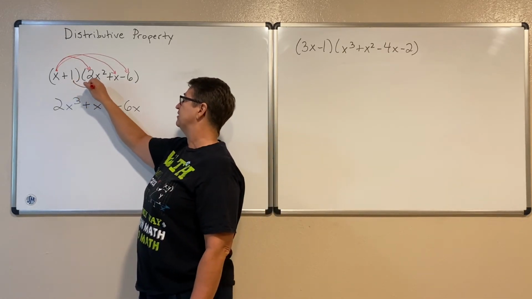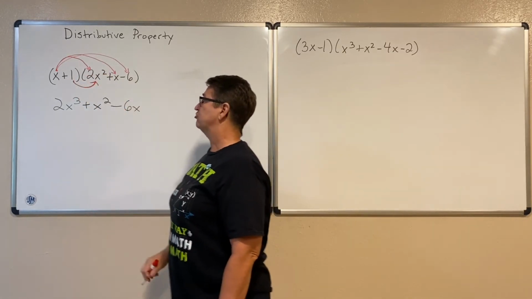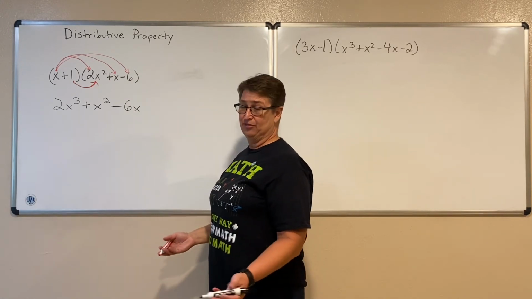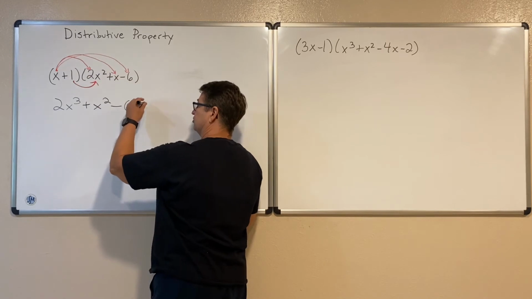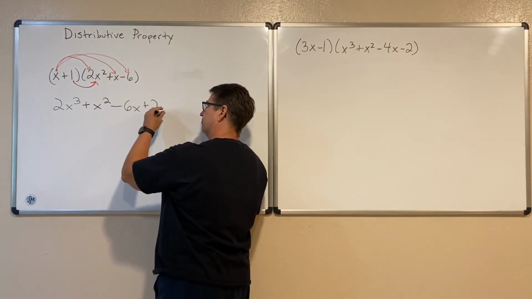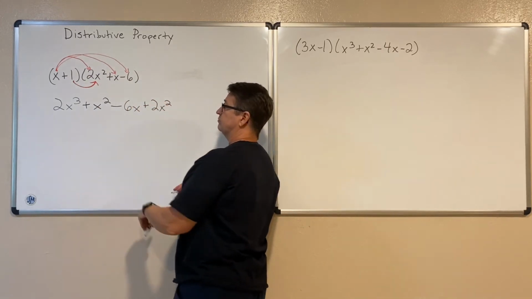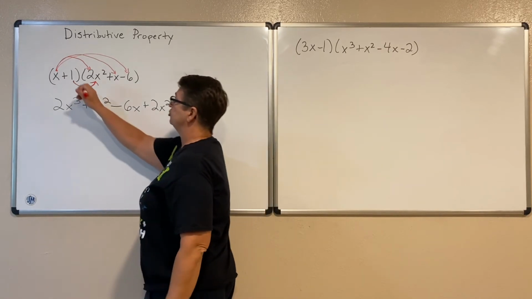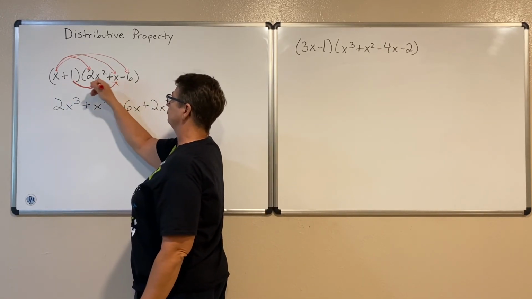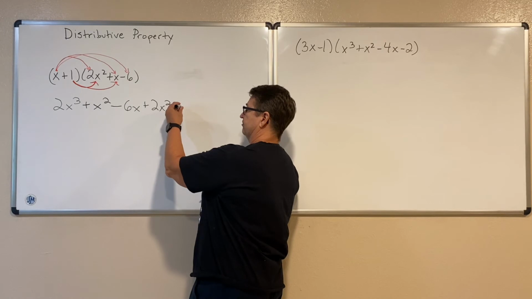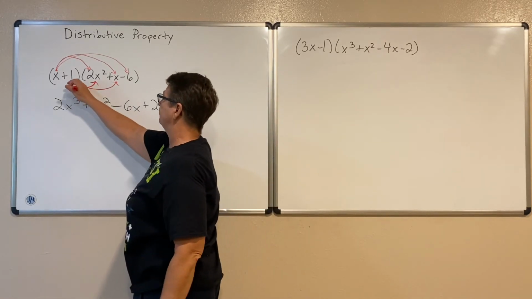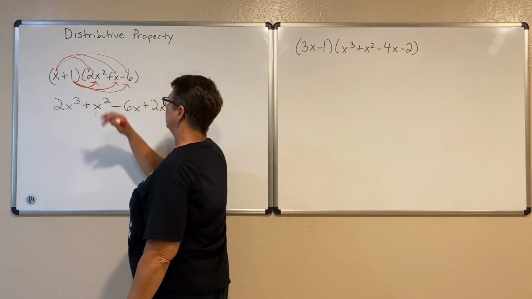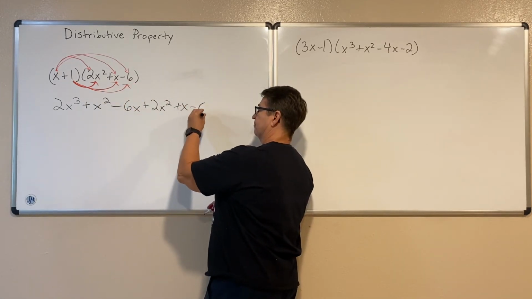So I have 1 times 2x squared. Well, 1 times anything is just itself. So 1 times 2x squared is just going to be 2x squared. Now I'm going to distribute the 1 to the x. So 1 times x is just x. And then the 1 times the negative 6 is just negative 6.